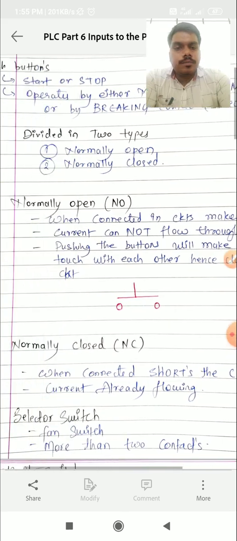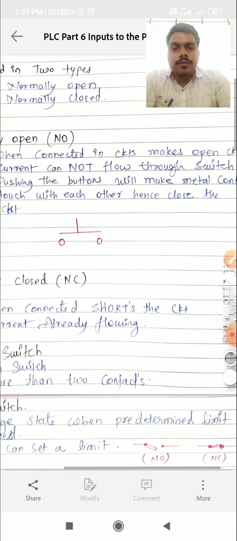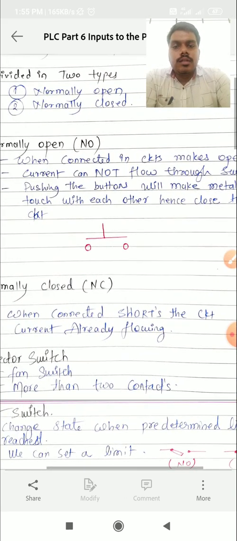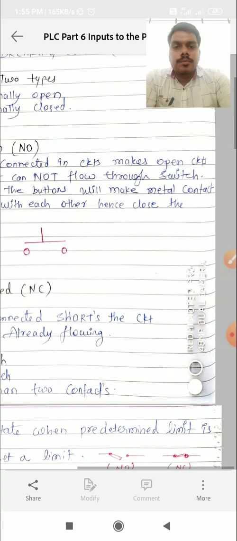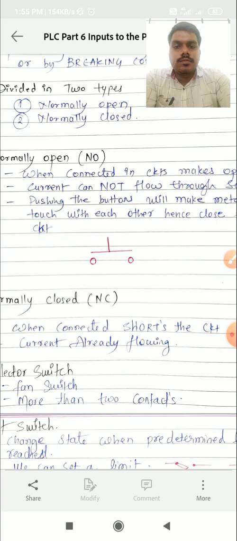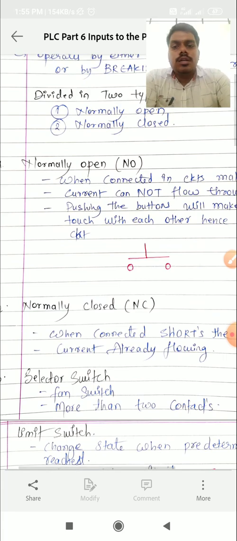to the load. Pushing the button will make metal contact. If I push the button from the upside, the contacts touch each other and close the circuit. After touching this contact, the metal contact will be closed, and in the circuit the current will flow. So this is a normally open type device.